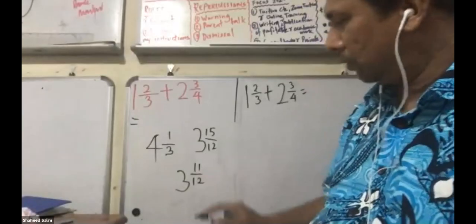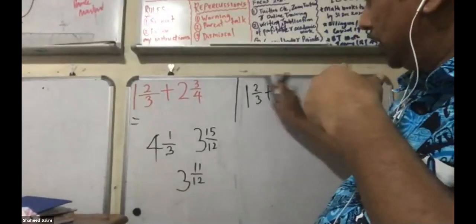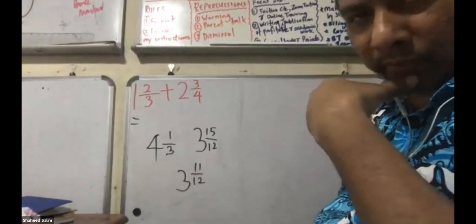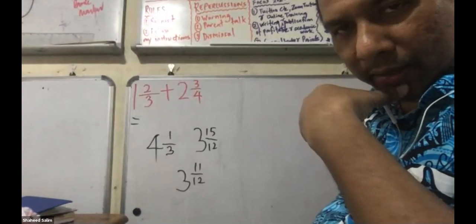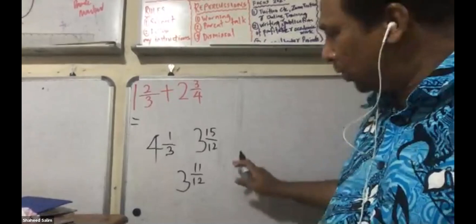For the second question, I put 3 whole 11 over 12. No, that's the next question. These two are the same question. See, 1 and 2/3, 1 and 2/3, 2 and 3/4, 2 and 3/4. Same question. Shafia, what's your answer? Can do or not? Okay, no problem. Shakil, you got your new answer or not?